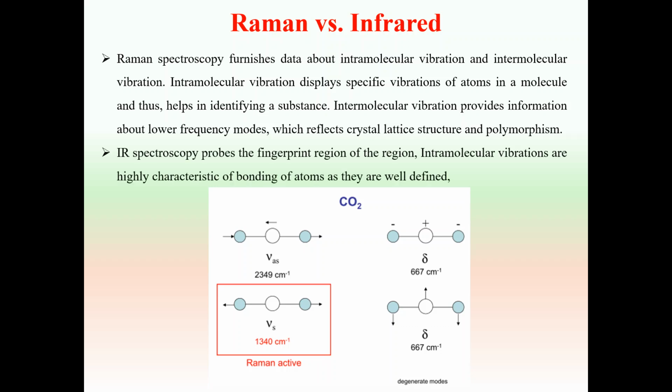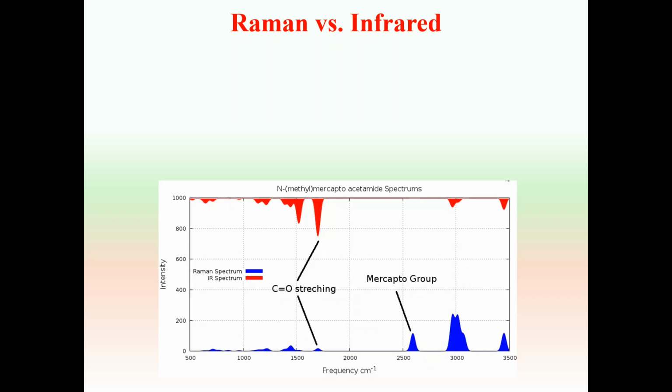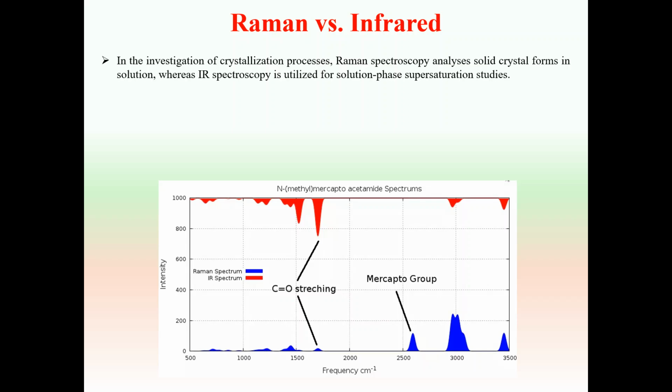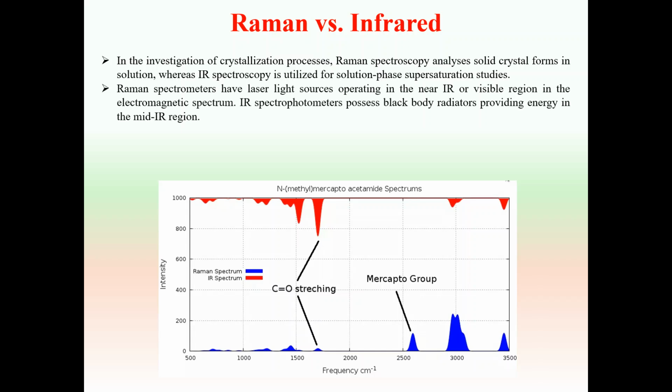IR spectroscopy probes the fingerprint region. Intramolecular vibrations are highly characteristic of the bonding of atoms as they are well defined. In the investigation of the crystallization process, Raman spectroscopy analyzes solid crystal forms and solutions, whereas IR spectroscopy is utilized for solution phase supersaturation study.